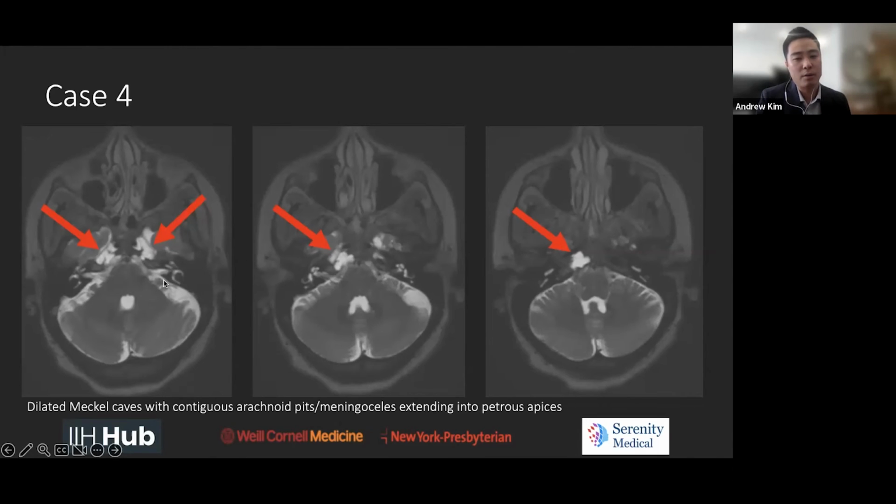And as we go down on the T2 sequence close to the skull base, like in one of our other patients, you can see what looks like very prominent, dilated bilateral Meckel's caves, probably more prominent than the other case that we saw. These are other views where, as we go down more inferiorly, you can see a contiguous arachnoid pit that's really extending into the right petrous apex, a little bit to the left petrous apex, but even more so on the right. So you can really appreciate that abnormal finding that you normally wouldn't see in a normal patient.